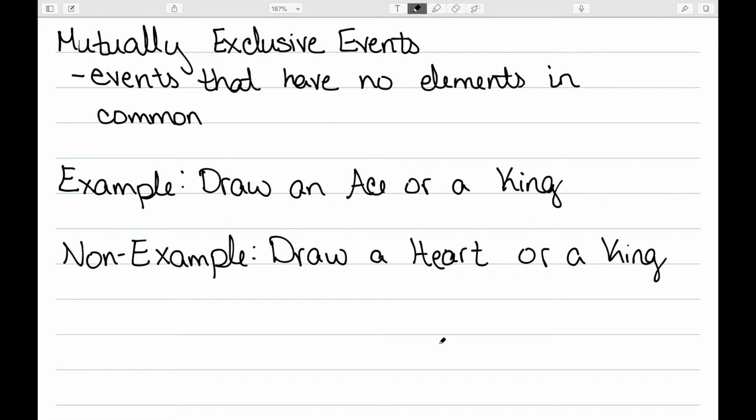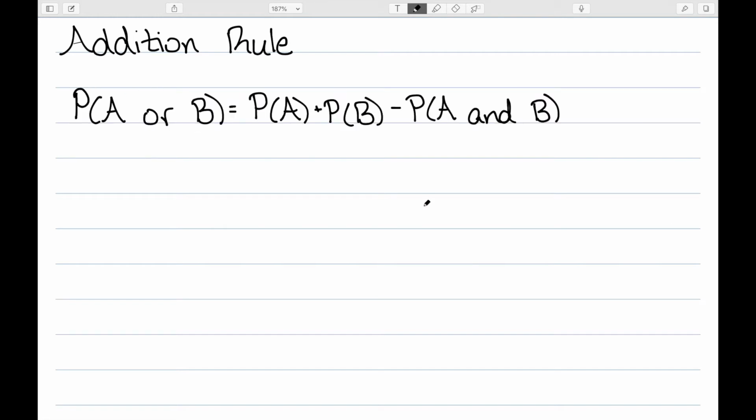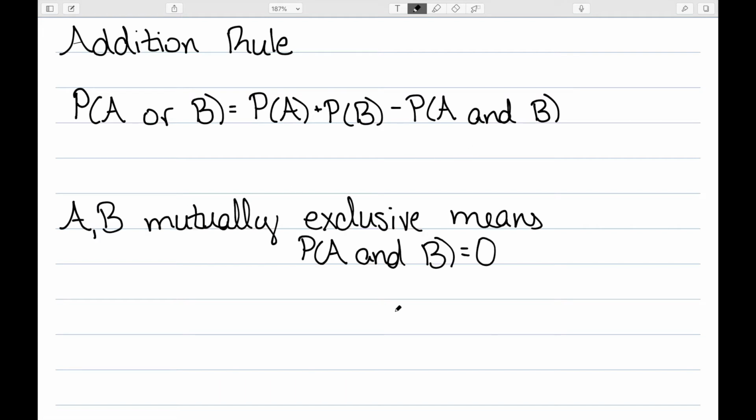Something that is not mutually exclusive, drawing a heart or a king, since there is a card that is both a king and a heart, so they do have something in common. I now want to define the addition rule for probability. The probability of A or B is the probability of A plus the probability of B minus the probability of them happening at the same time, probability of A and B. And if A and B are mutually exclusive, this means that the probability of A and B is equal to 0, so I get to ignore that last term.